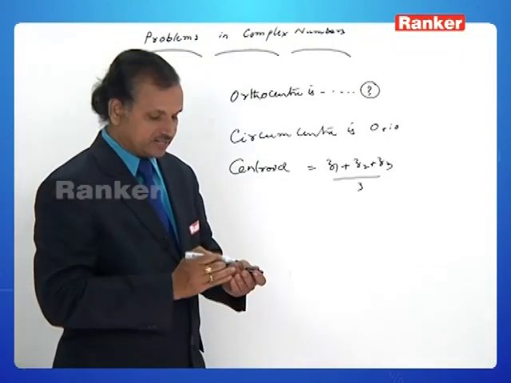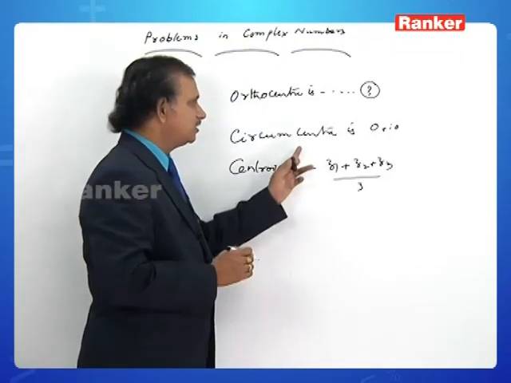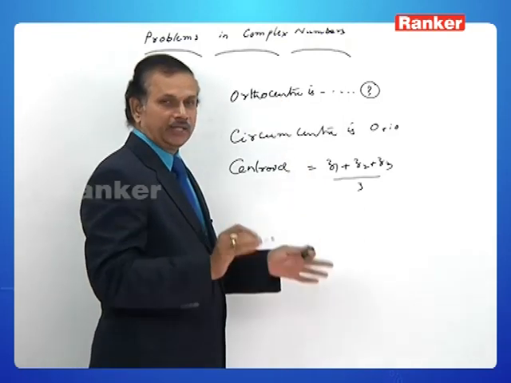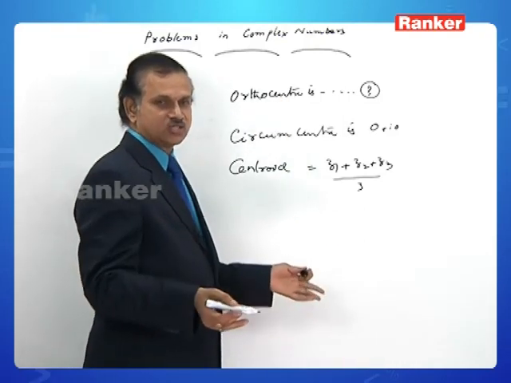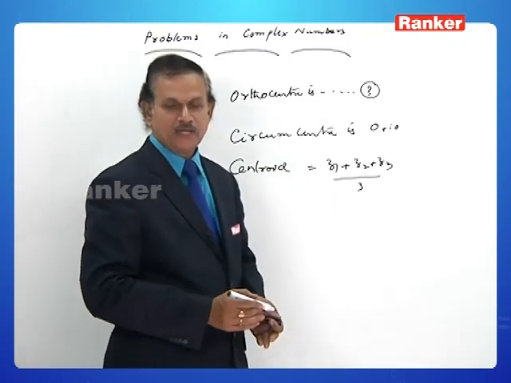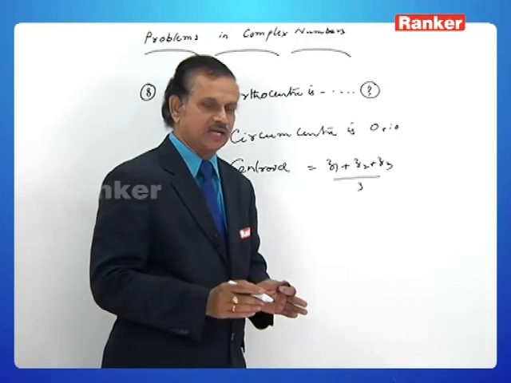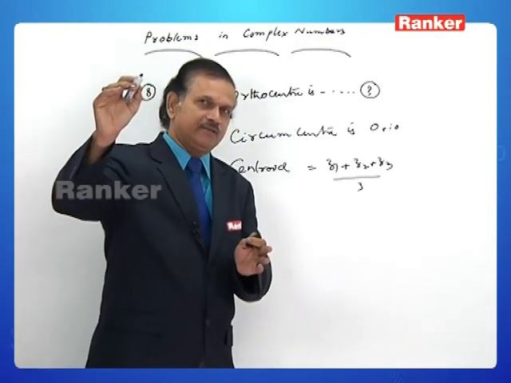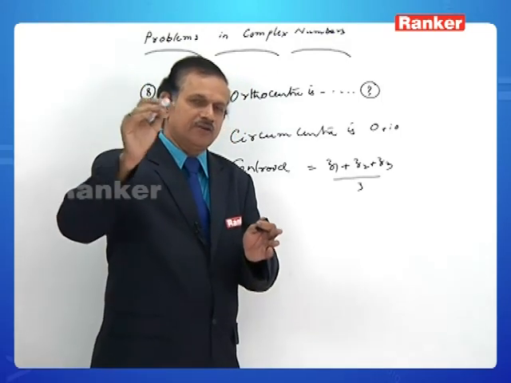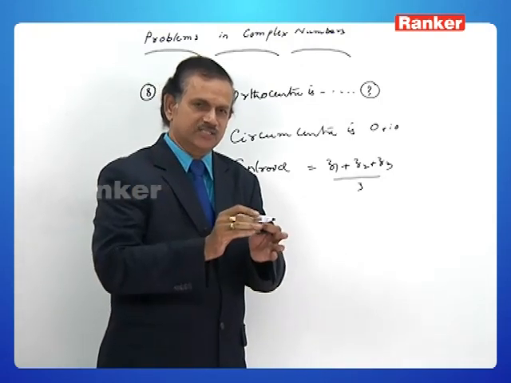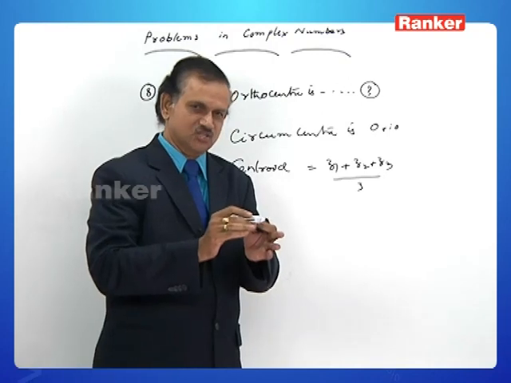Z1 plus Z2 plus Z3 by 3. Two things are known. One thing is unknown. Here it is the right time for us to know the relation between them. Actually speaking, if you take the reference of a right angle triangle, circumcenter will be at the midpoint of the hypotenuse, centroid will be in the middle of the triangle, orthocenter will be at the vertex at which the right angle is observed.